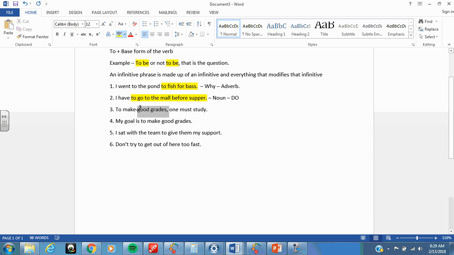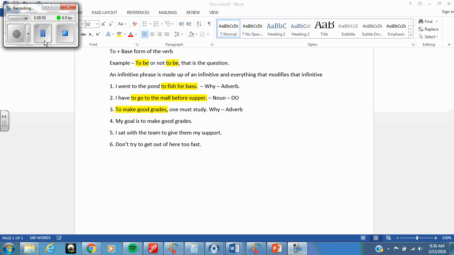So let's highlight that. To make good grades, one must study. What question is it answering? It is answering the question why. So it is probably acting as an adverb because it's telling us why one must study. They must study to make good grades. All right, why don't you take numbers 4 through 6, identify the gerund phrase, and tell me what you think they're acting as in the sentence.